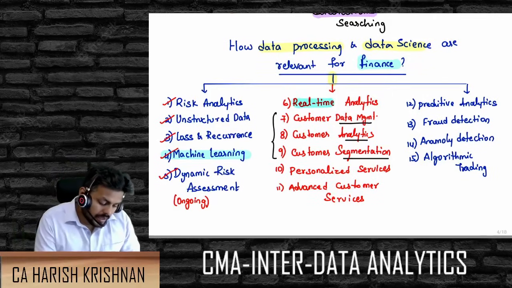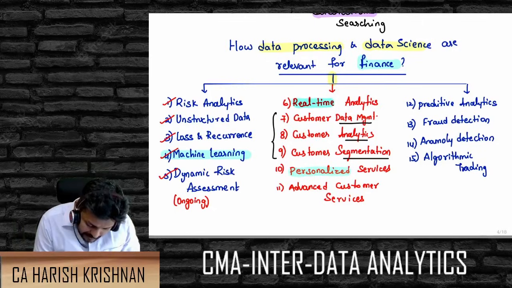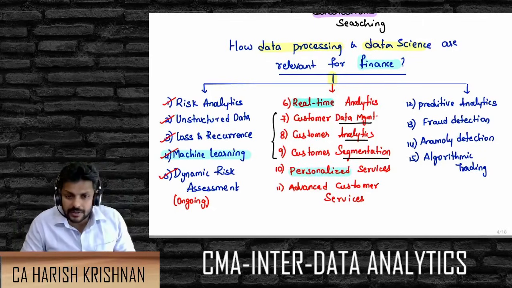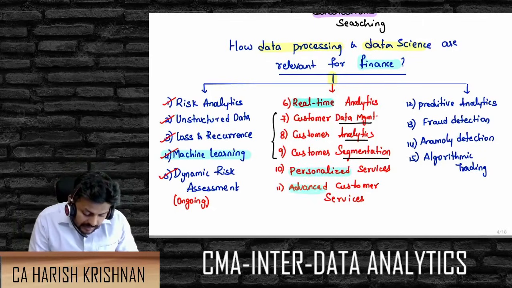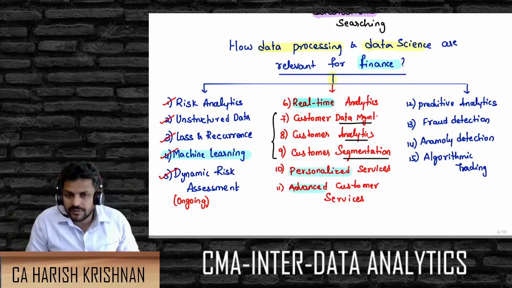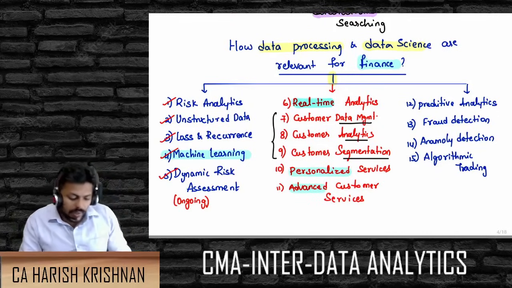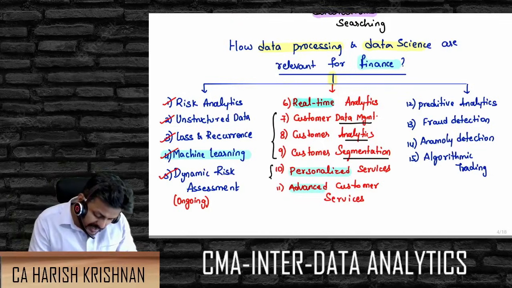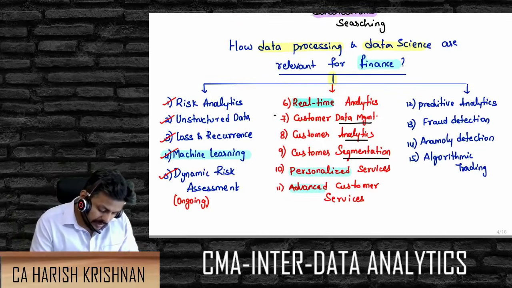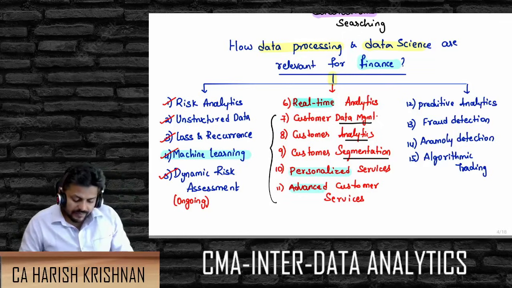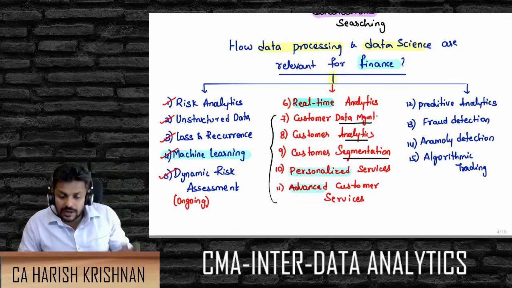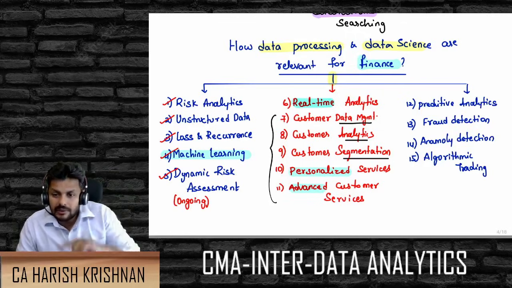Then based on data we can give personalized services to a set of customers and advanced customer services to a group of customers. So that is the reason why we categorized all these 5 points together here, because they all belong to the customer. Okay, so 1 to 5 are one lot, 7 to 11 are one lot. I would have explained this in class.